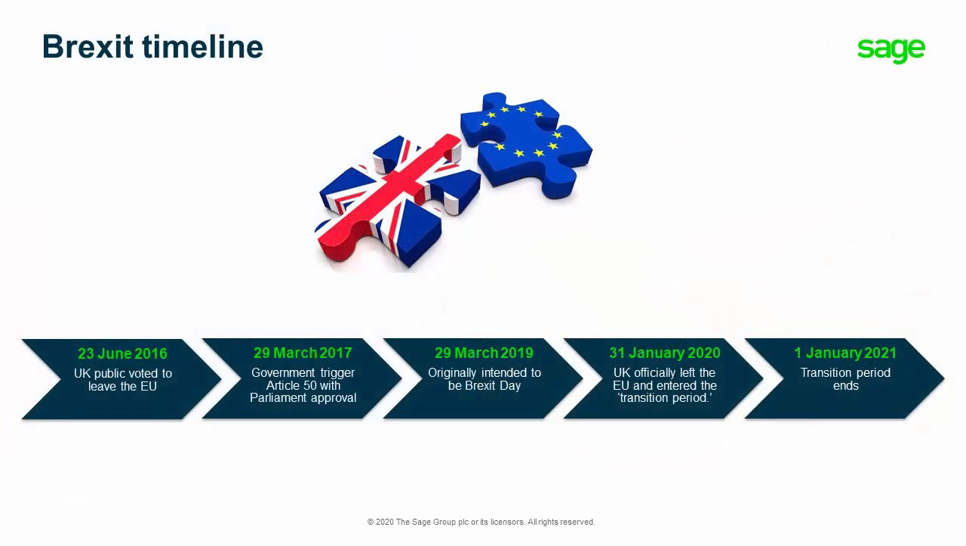Just to cover a little bit of the timeline on this, because this process started approximately 4.5 years ago now, on the 23rd of June 2016, when the UK public voted to leave the EU. The following March, 29th of March 2017, the government triggered Article 50, which is an EU treaty that sets out how EU states can leave the EU with Parliament approval, thus starting the 2-year countdown to 29th of March 2019, which was originally intended to be Brexit Day, when the UK would leave.